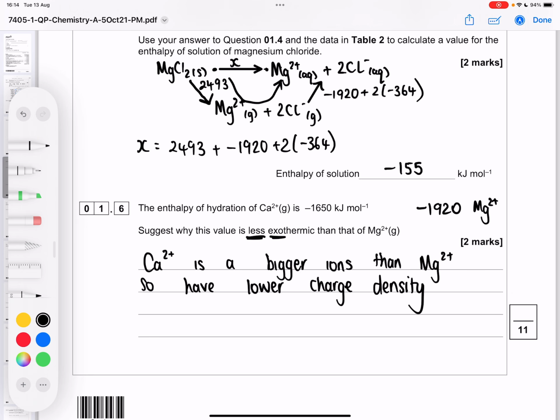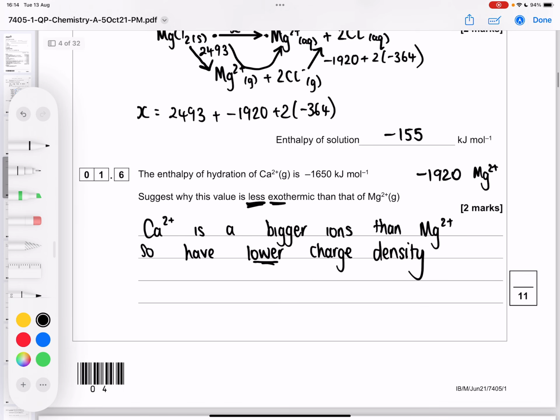And if their charge density is lower, they will have weaker attractions to the opposite, we're doing hydration here, so to water. And let's add to that just for completeness, since they're positive ions, to the delta minus oxygen in water. If this question had asked us to compare lattice enthalpies, we would have a similar answer, but it would be weaker attractions to the oppositely charged ion.